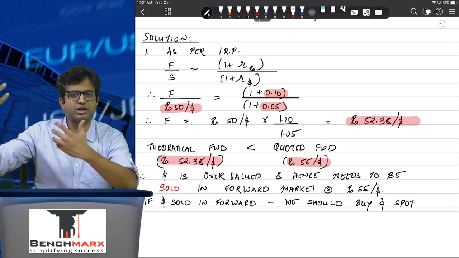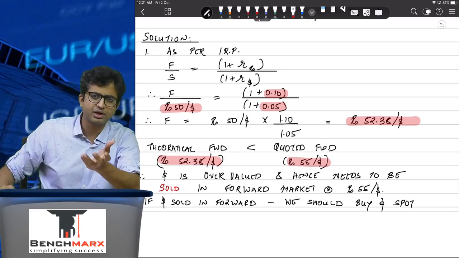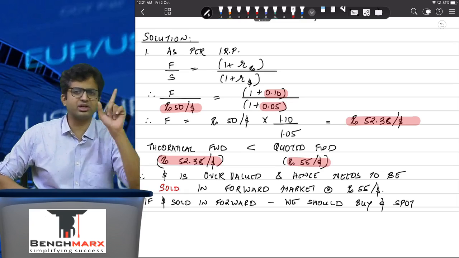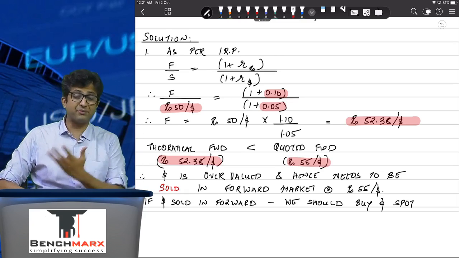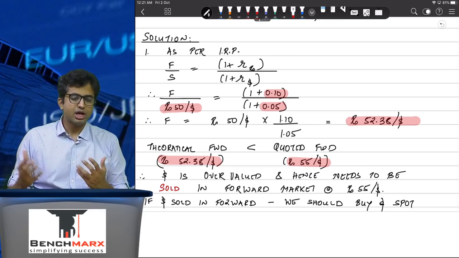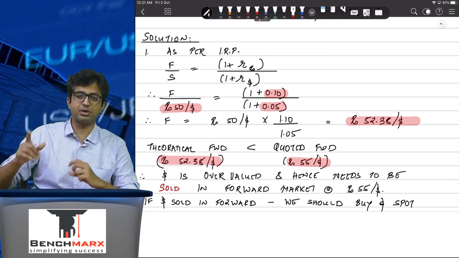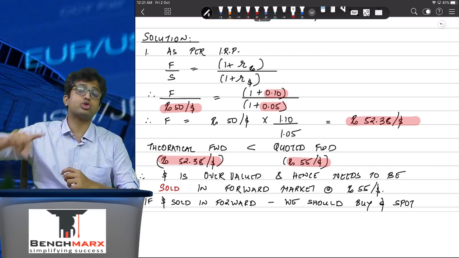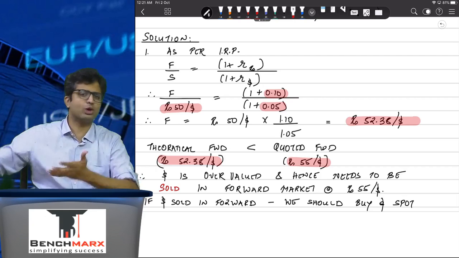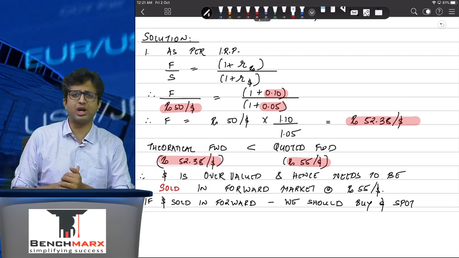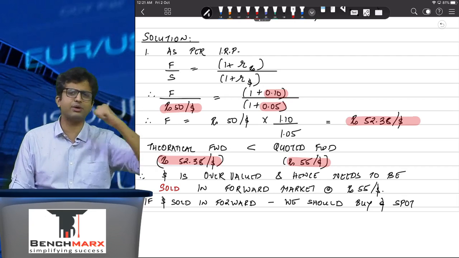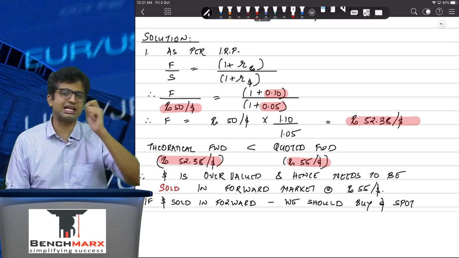Now you can actually transact in the market at 55, not at 52.38, it's a theoretical number. So we will say that 55 seems to be overvalued. Its real value is 52.38, but in the market it is 55, and hence it is preferable to use that forward opportunity to sell. Why? Because you sell overvalued assets. It is at 55, whereas the theoretical value is only 52, and hence you will sell the forward.